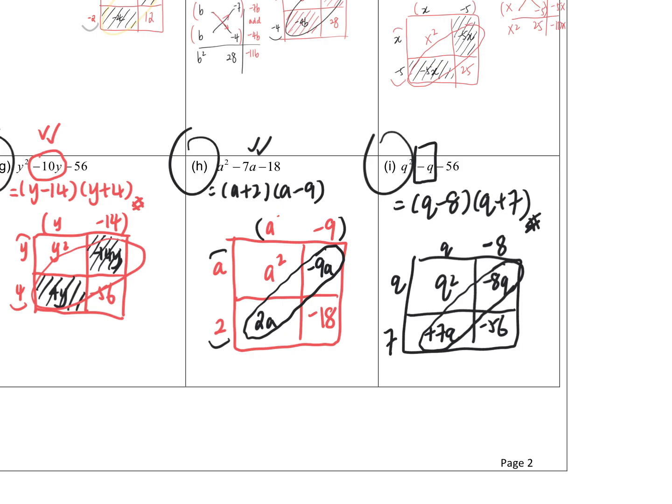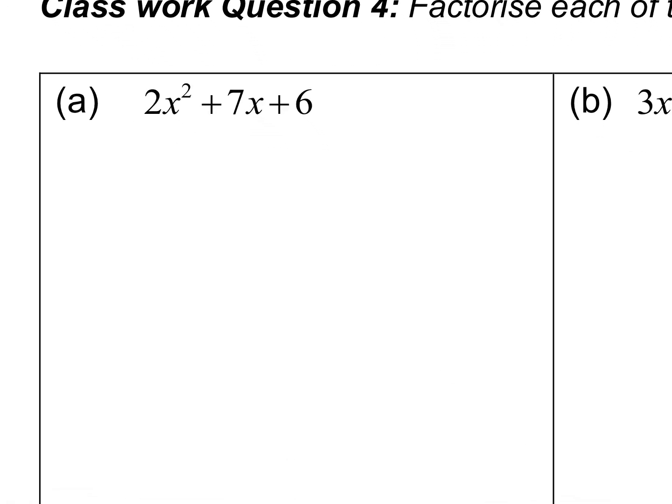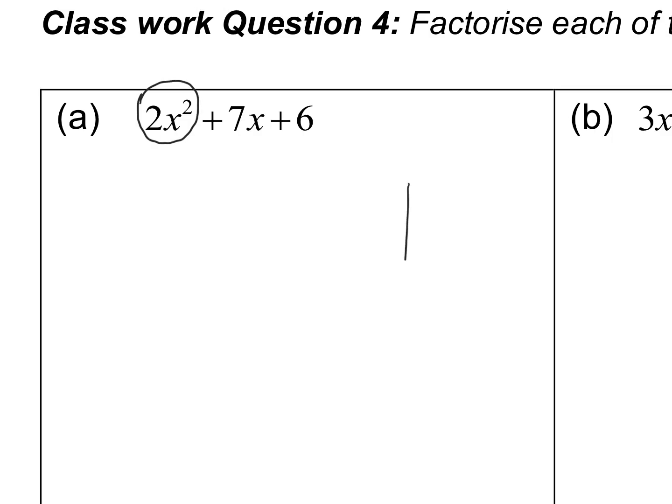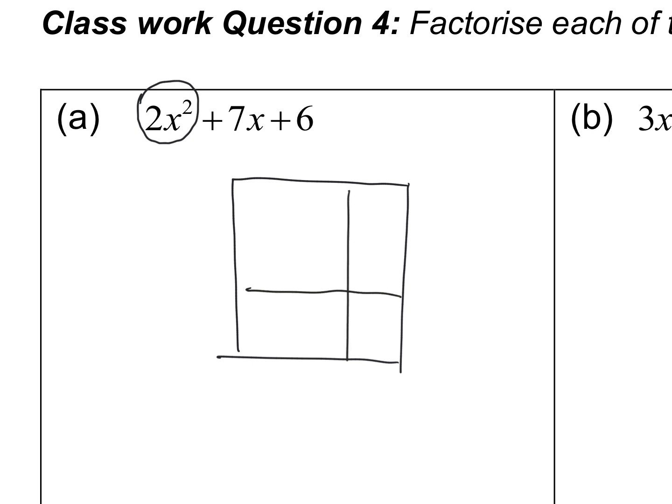Okay, so I'm gonna show you how to do this. One example that I'm gonna get some of you to come up and do. First one. Now the difference is this is no longer just x squared. It is 2x squared. So is it x squared? So one of it must be x, one of it must be 2x.